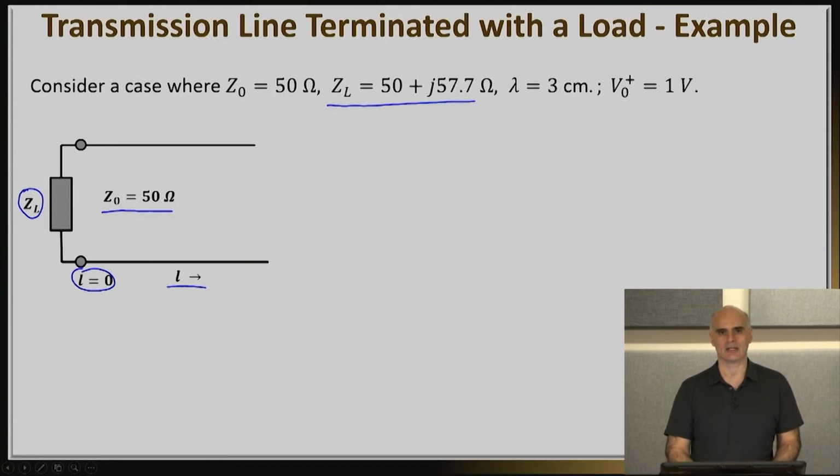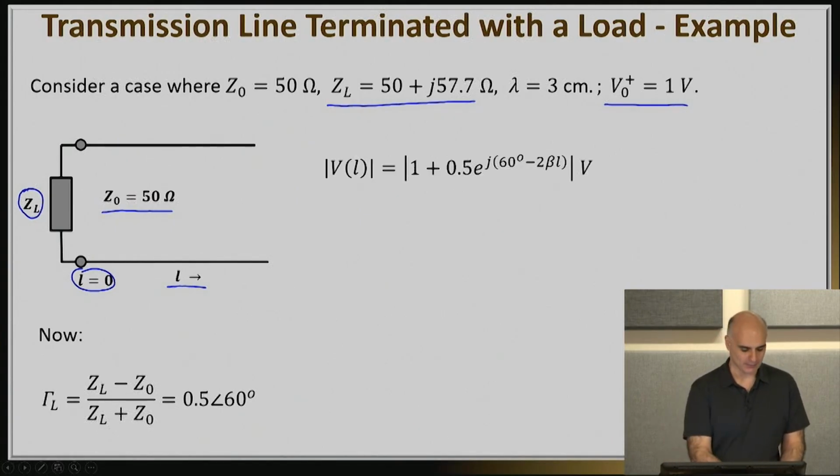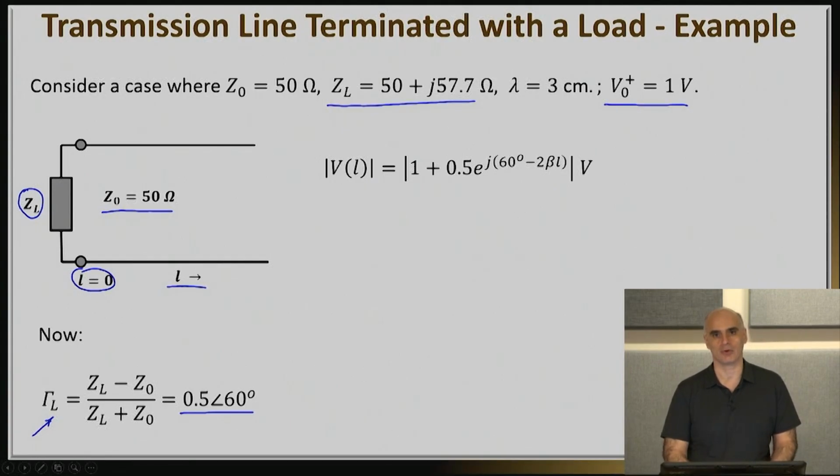I have actually given you some additional information here just to make the calculation simple. So for example, the magnitude of the incident voltage wave V0+ is given as 1 volt. So as usual, you can start by looking at the reflection coefficient at the load. So you would have that gamma L right here is equal to (ZL minus Z0) over (ZL plus Z0). And if you plug in the numerical values, you will find that gamma L is equal to 0.5 with an angle of 60 degrees.